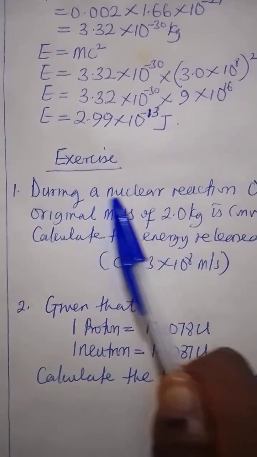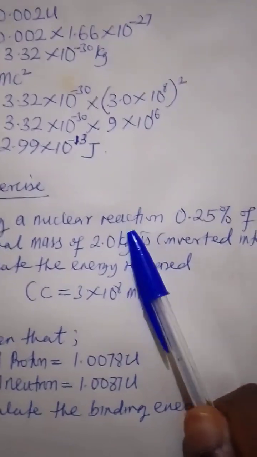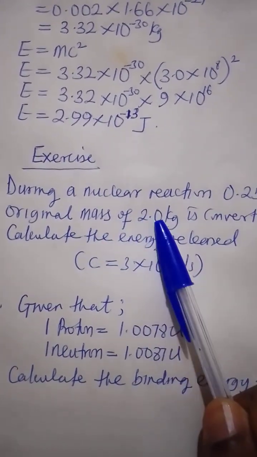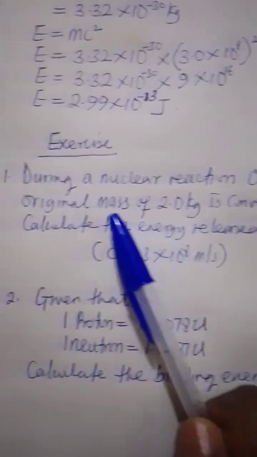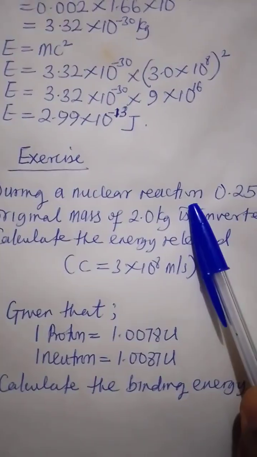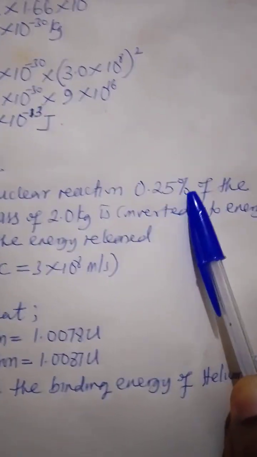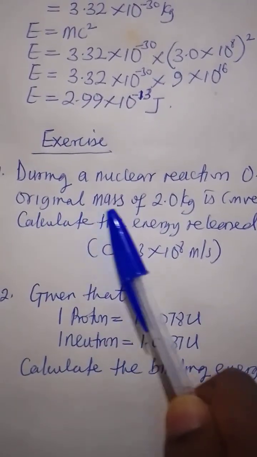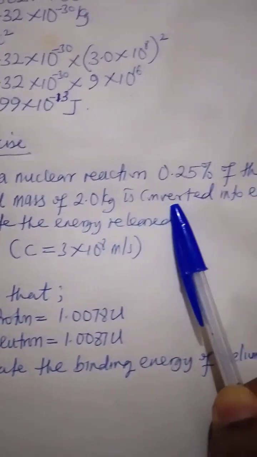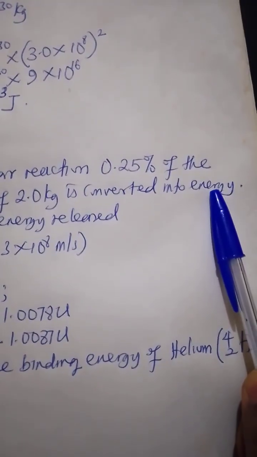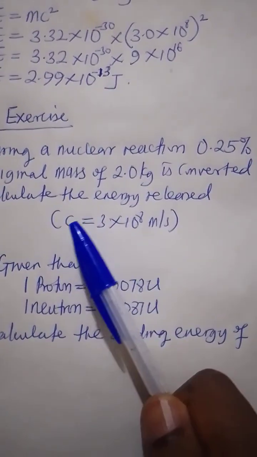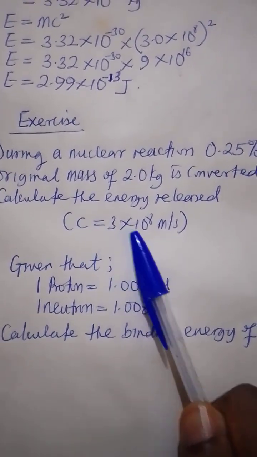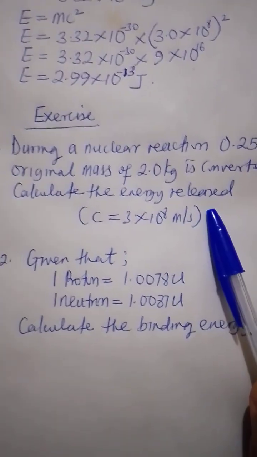Question 1. During a nuclear reaction, 0.25% of the original mass of 2.0 kilogram is converted into energy. Calculate the energy released. Of course, we're told C is 3 times 10 to the power 8 meter per second.